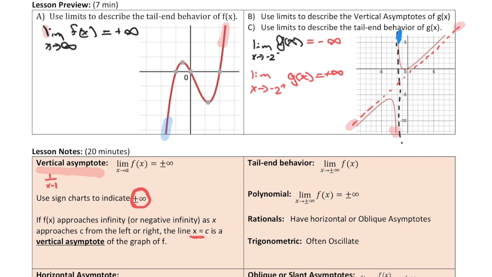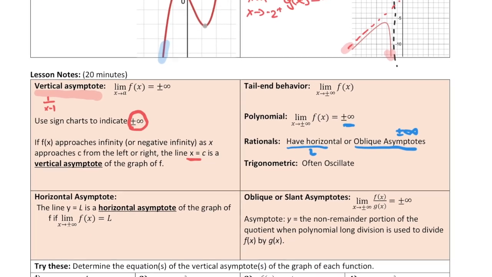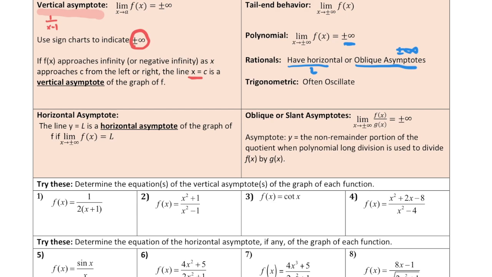For your tail end behavior, your answers can go to positive or negative infinity, or they could possibly head towards some sort of number. Polynomials generally go to positive or negative infinity. Rationals can have both horizontal or oblique asymptotes, and those answers would then go towards some sort of number or L, and the oblique asymptote will go to positive or negative infinity. Your trigonometric functions, the tail end behavior often oscillates, so those do not have answers when we talk about limits.